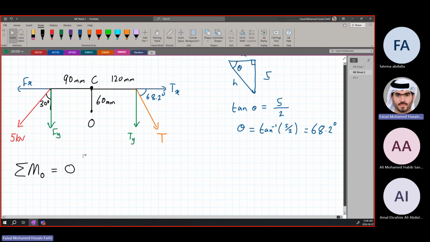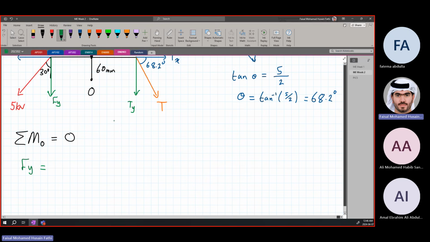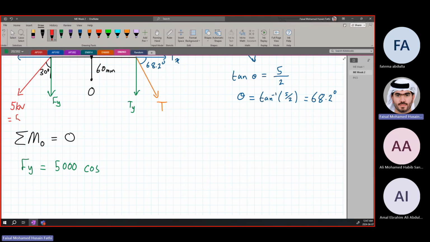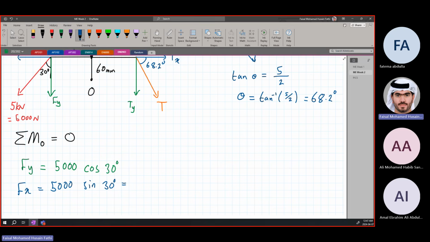We know that Fy is equal to 5,000 cosine 30, and this is 5 kilonewtons, which is equal to 5,000 newtons, and cosine 30 is adjacent. We know that Fx is equal to 5,000 sine 30, and it is opposite. So this is going to be 2,500. And Fy is going to be equal to 5,000 cosine 30, which is 4,330 newtons.